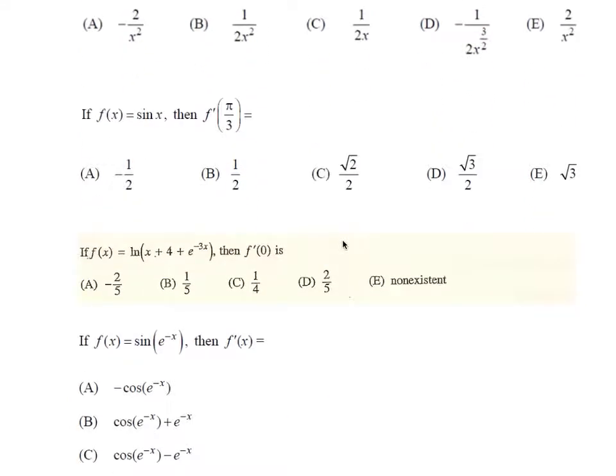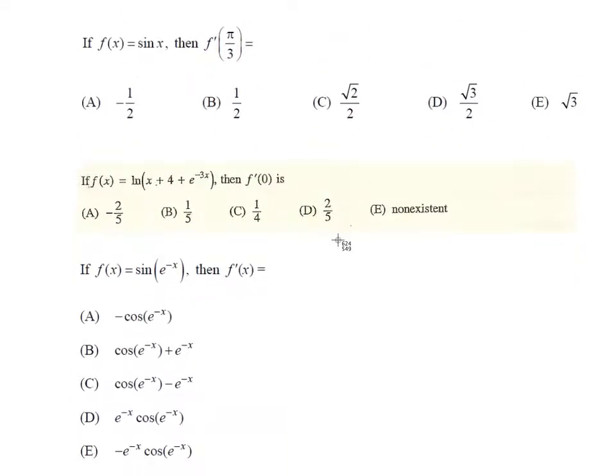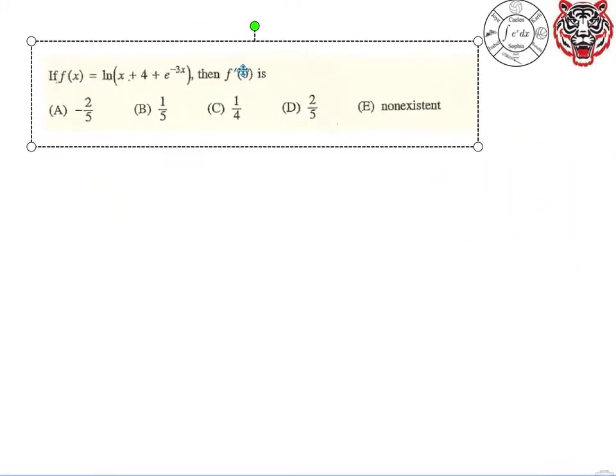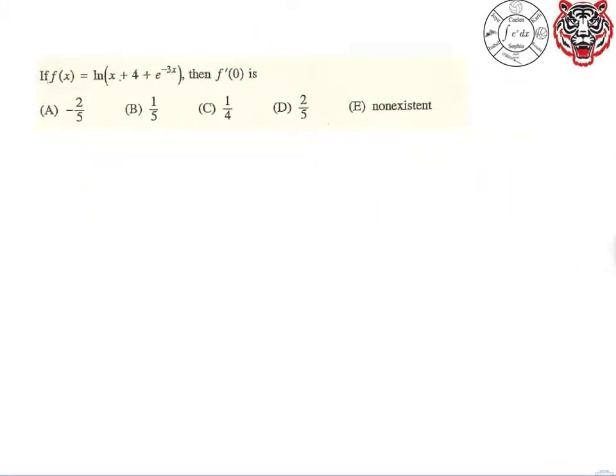Screen grab that. So number 4 is this problem. All right. So f of x is equal to this guy. F prime of 0 is, okay, A, B, C, D, or E, fingers. I see a B, I see a B, and I see an A. Okay, we'll see who we got.